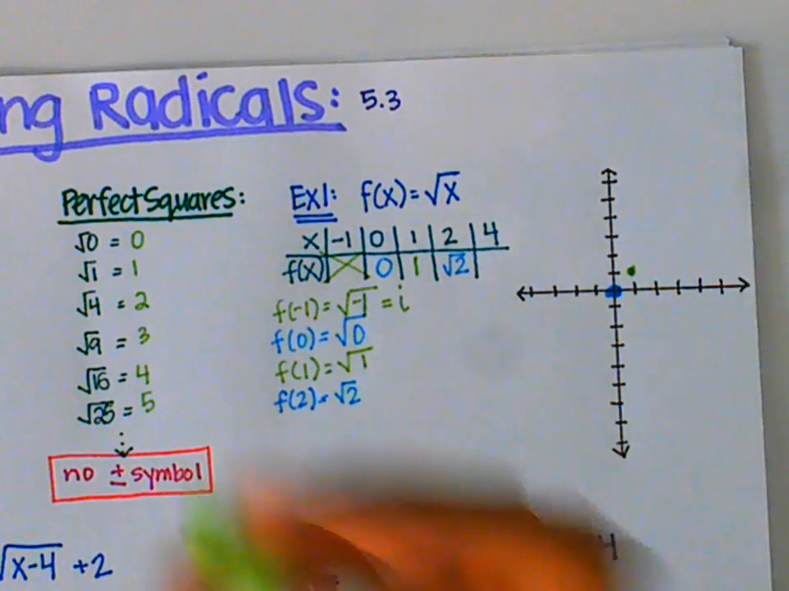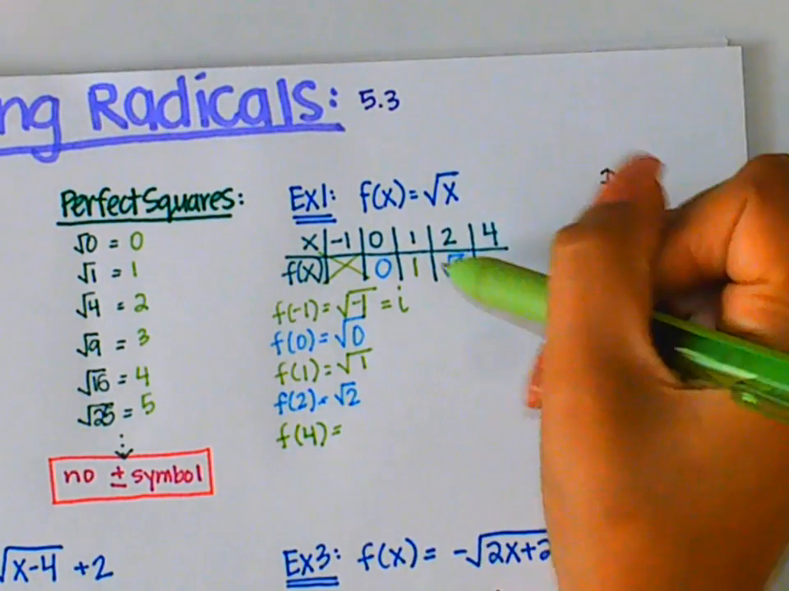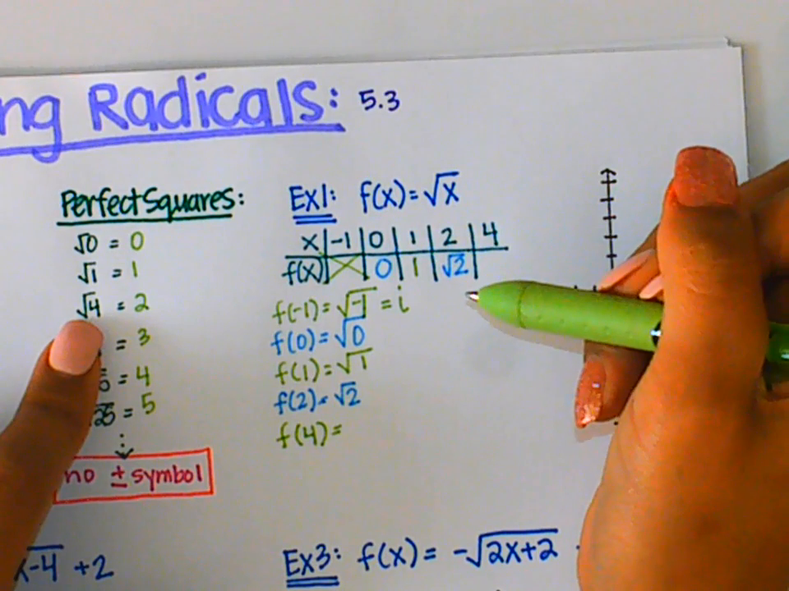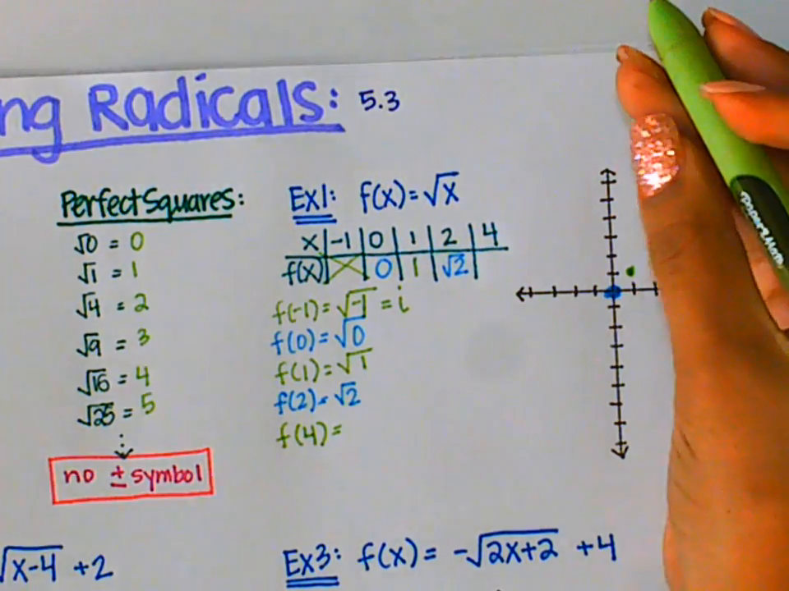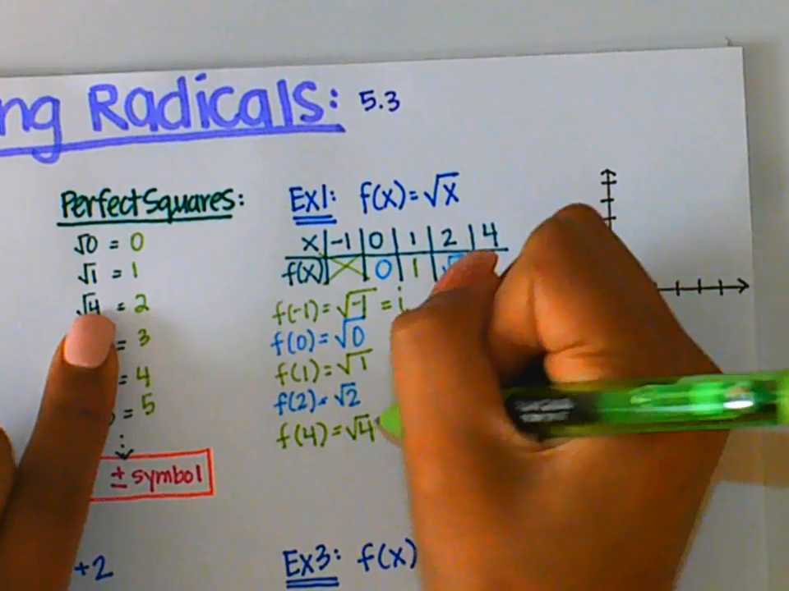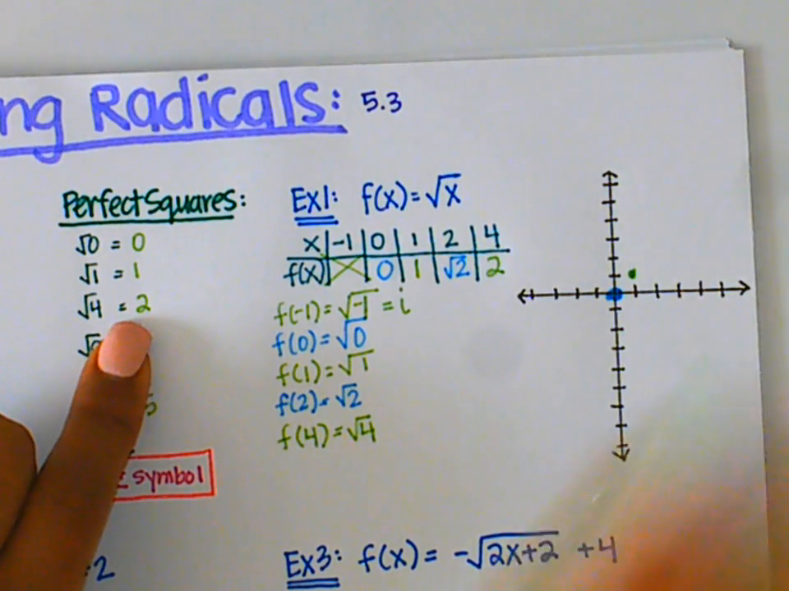I'm just going to jump over to 4. The reason I didn't put the 3 is because I know that the 3 is not part of my perfect squares. So I would be left with just another kind of like a dud point, something I don't want to use. Now the square root of 4 is right here, which I know is 2. And I am going to graph that.